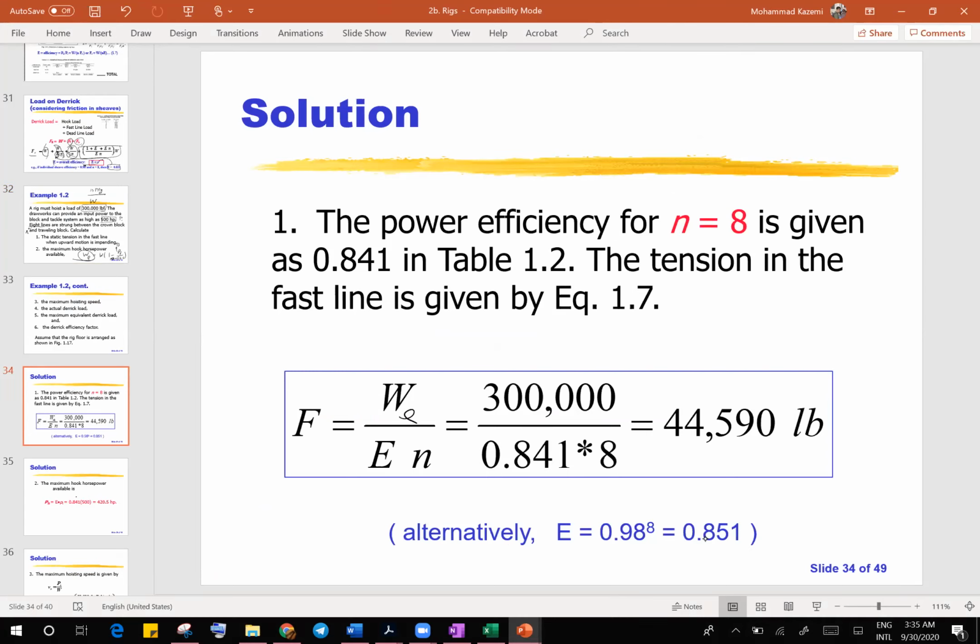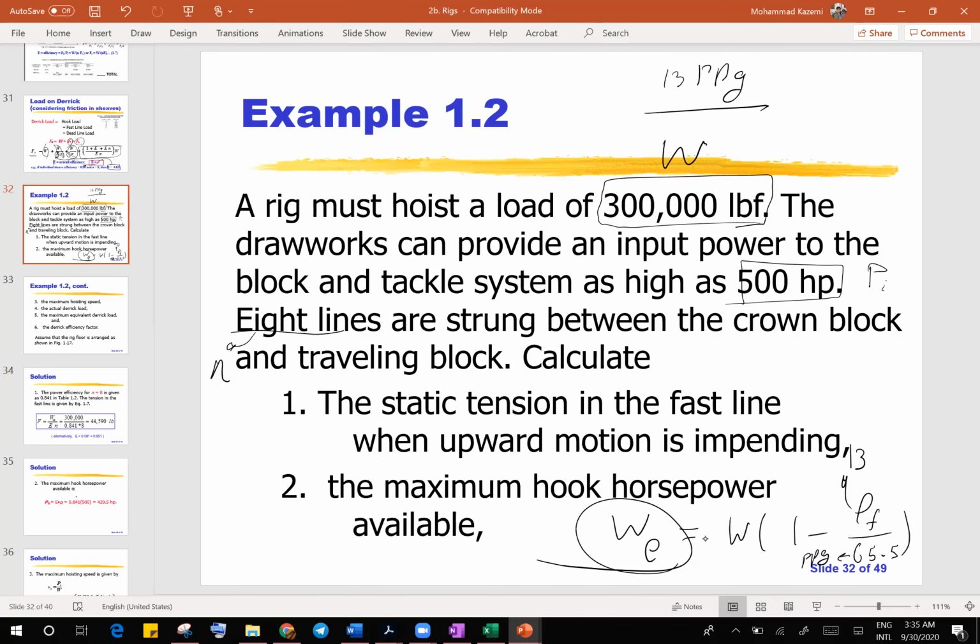Does it make sense? Because after all, WE is the weight that you are trying to lower or raise, not the W, right? Anyway, just a point for you guys. All right, so the first part is to calculate the static tension in the fast line equation.